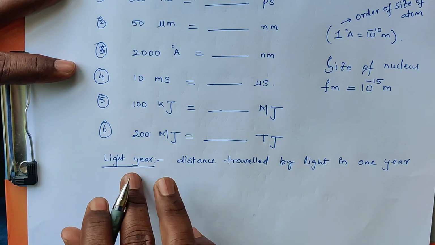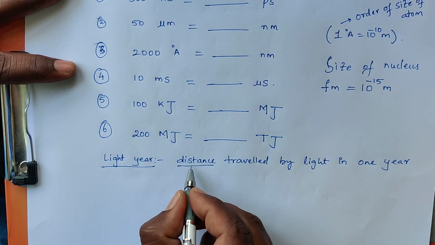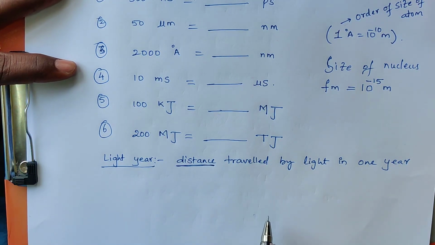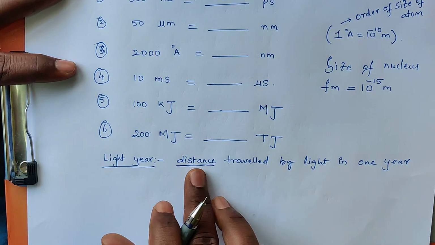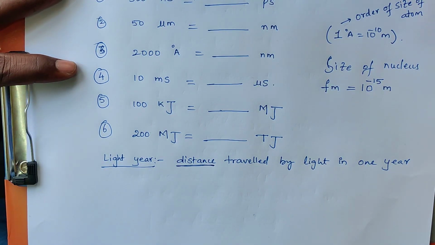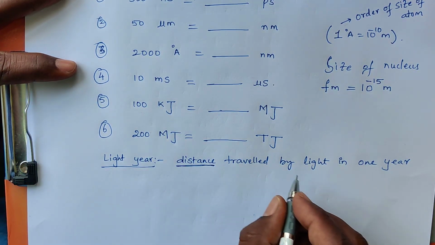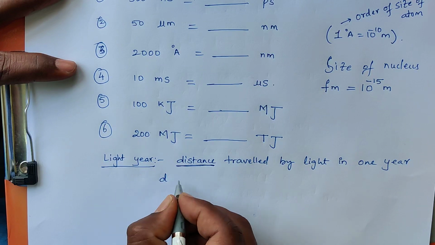Light year is nothing but what? It is the distance traveled. Distance is the measurement of length. So we will get the light year units as meters, units of length. Okay. So it is the distance traveled by light in 1 year.